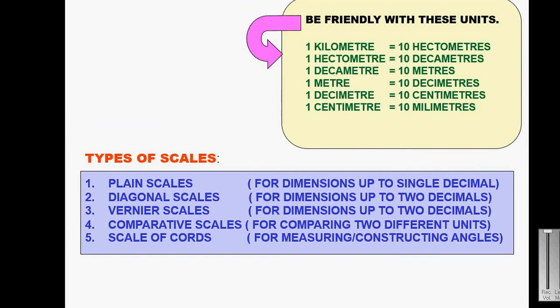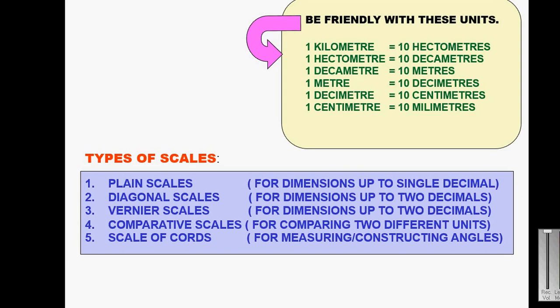And these units are very important while you are dealing with the scales. 1 kilometer is equal to 10 hectometers, 1 hectometer is equal to 10 decameters, 1 decameter is equal to 10 meters, 1 meter is equal to 10 decimeters, 1 decimeter is equal to 10 centimeters, and finally 1 centimeter is equal to 10 millimeters.